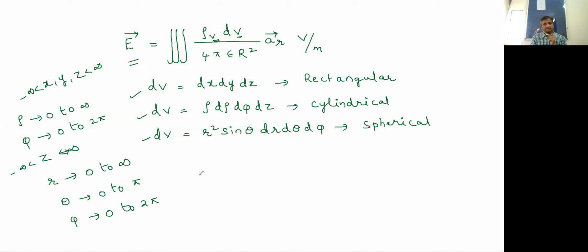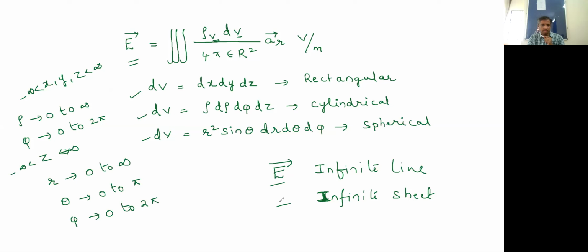And that's the end of the different types of charge distribution. In the next classes, we are going to see E due to infinite line charge distribution and E due to infinite sheet. These are the two very important expressions in electrostatics, and we'll get too many problems on these two expressions.